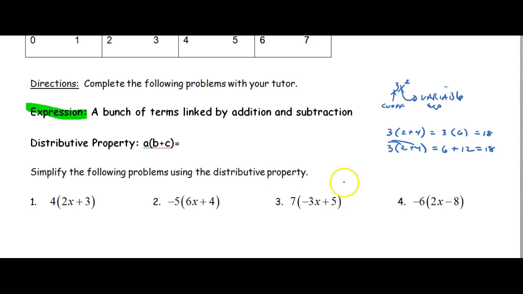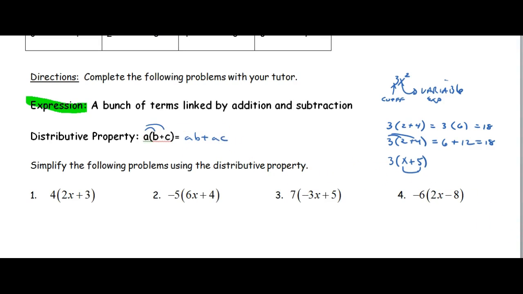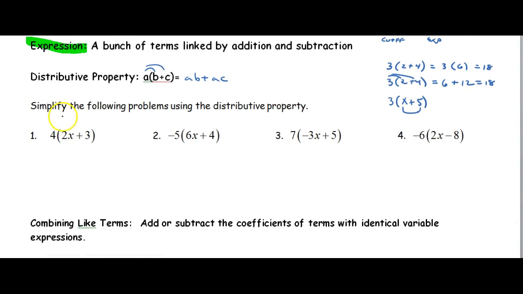Now why is this important? Well, if I look at something like this, I cannot combine the x and the 5. Therefore I have to think of something else I can do. And that brings us to the distributive property. When we use the distributive property, we're distributing a number in front of the parentheses to each and every term inside the parentheses. So in this case, I would do a times b to get ab, plus a times c to give me ac.